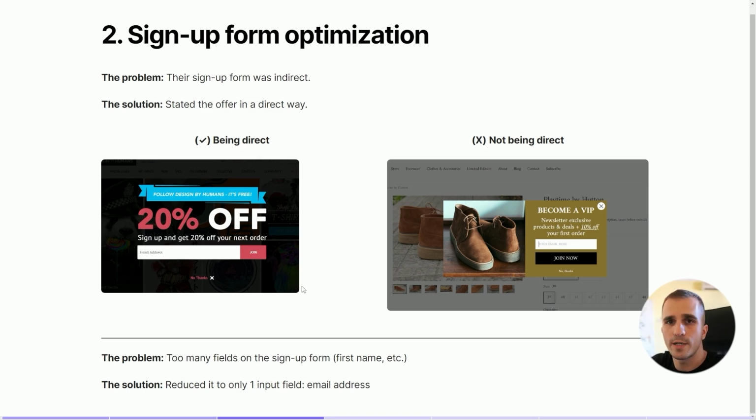And if you ask too many questions on the sign-up form, the friction is going to be higher and therefore fewer people will opt in. So you get a lower opt-in rate. So reduce the input fields to have them as few as possible.